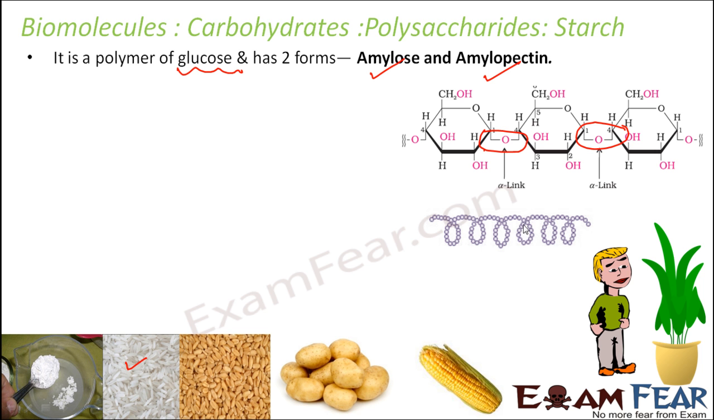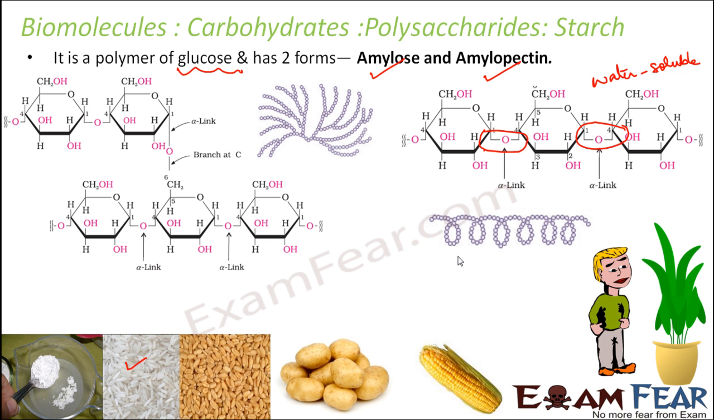So this amylose form of starch is water soluble. That is also one thing to remember. So amylose form is water soluble, whereas amylopectin is water insoluble. In amylopectin, the structure is branched. So here again we have the glycosidic linkages. If you see here, you have glycosidic linkages between C1, C4 like this, but you also have glycosidic linkages between C1 and C6, that is the branches.